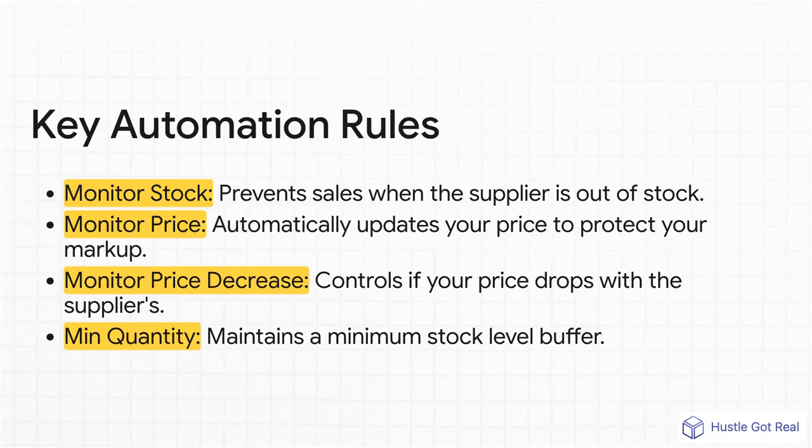You can turn it on to stay competitive, or maybe turn it off for a hot ticket item to keep your price high. And min quantity is your buffer. Setting that to say 2 or 3 means your store will say out of stock before the supplier actually hits 0. That saves you from those last-minute sales you just can't fulfill.